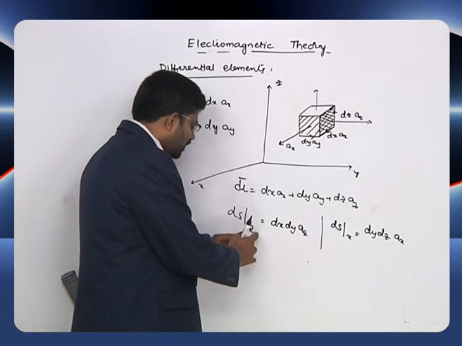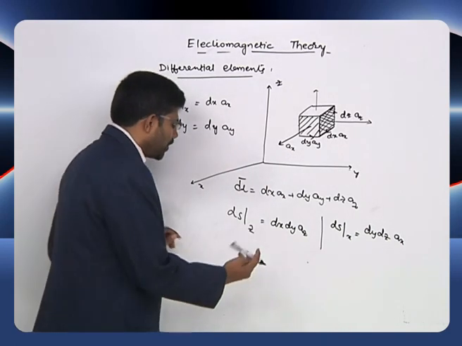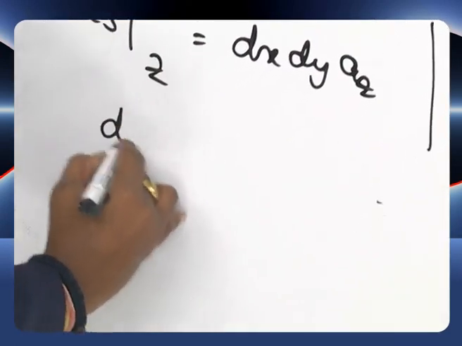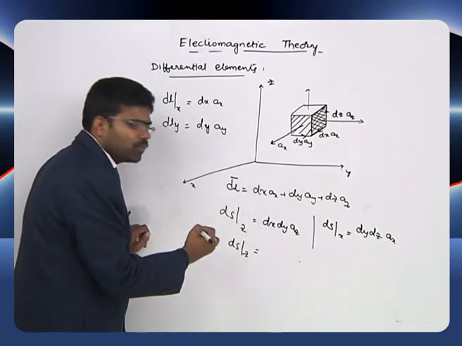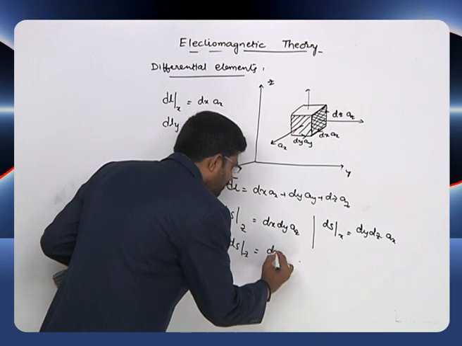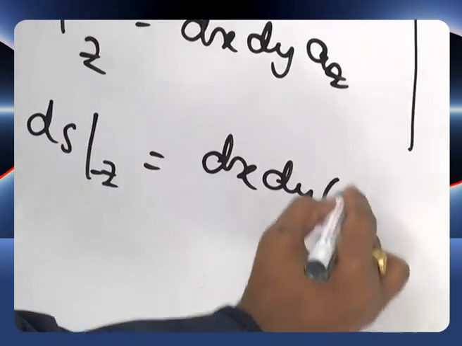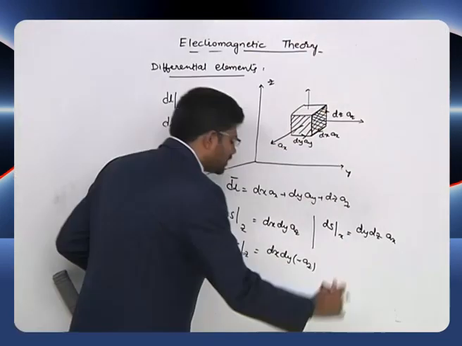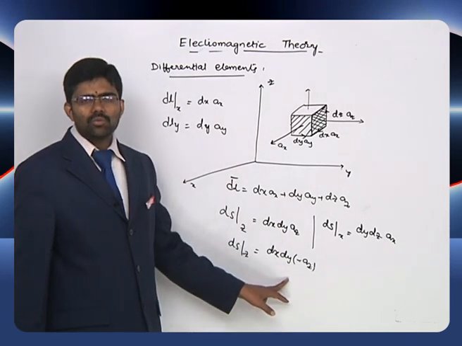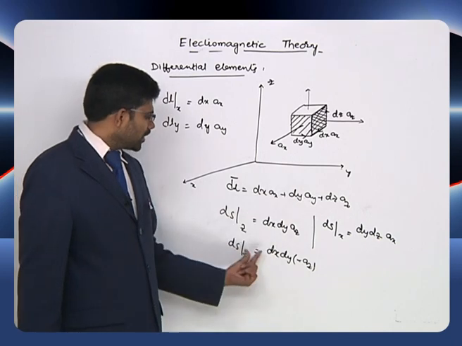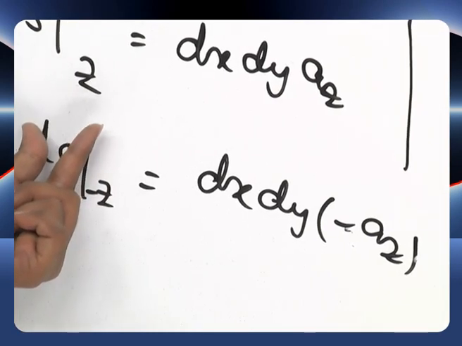If you want to get the differential surface in minus z direction, no need to go for any other complex analysis again. The magnitude is the same, that is dx dy, but we are considering it in minus z direction, so the vector will be reversed. It is a minus az here that we need to consider. So this is a very simple technique to obtain the differential surface.